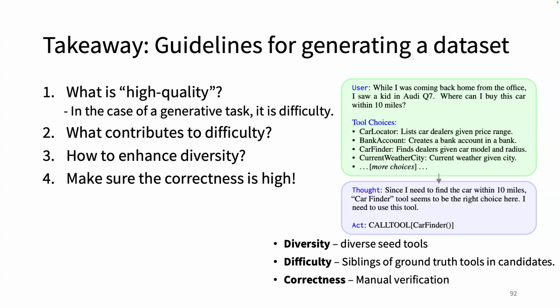So to summarize, in the tool verifier paper, diversity is captured by the diverse seed tools that we started with at the beginning, and difficulty by having siblings of ground truth tools in the candidates. And finally, correctness, we just manually verified. Sometimes it might be expensive.